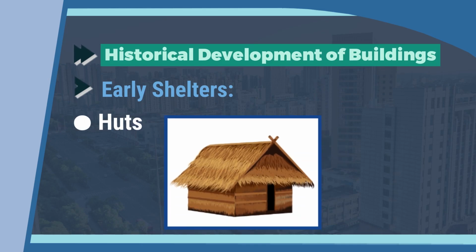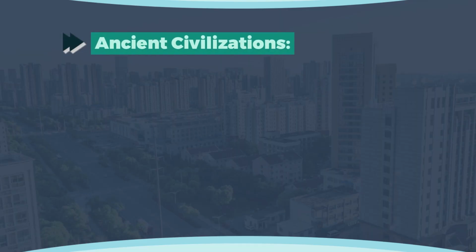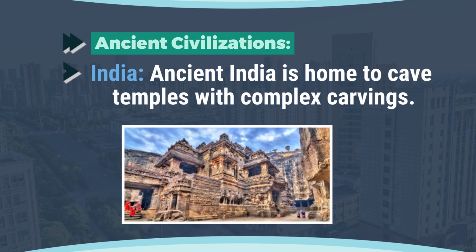Then they built huts. As humans progressed, they began constructing huts using materials like bamboo and leaves. These structures represent the first civil engineering efforts to create a more controlled living environment. Then the ancient civilizations. Ancient India is home to cave temples with complex carvings. These structures, like the Ellora and Ajanta caves, highlight advanced stone cutting techniques and artistic achievements.